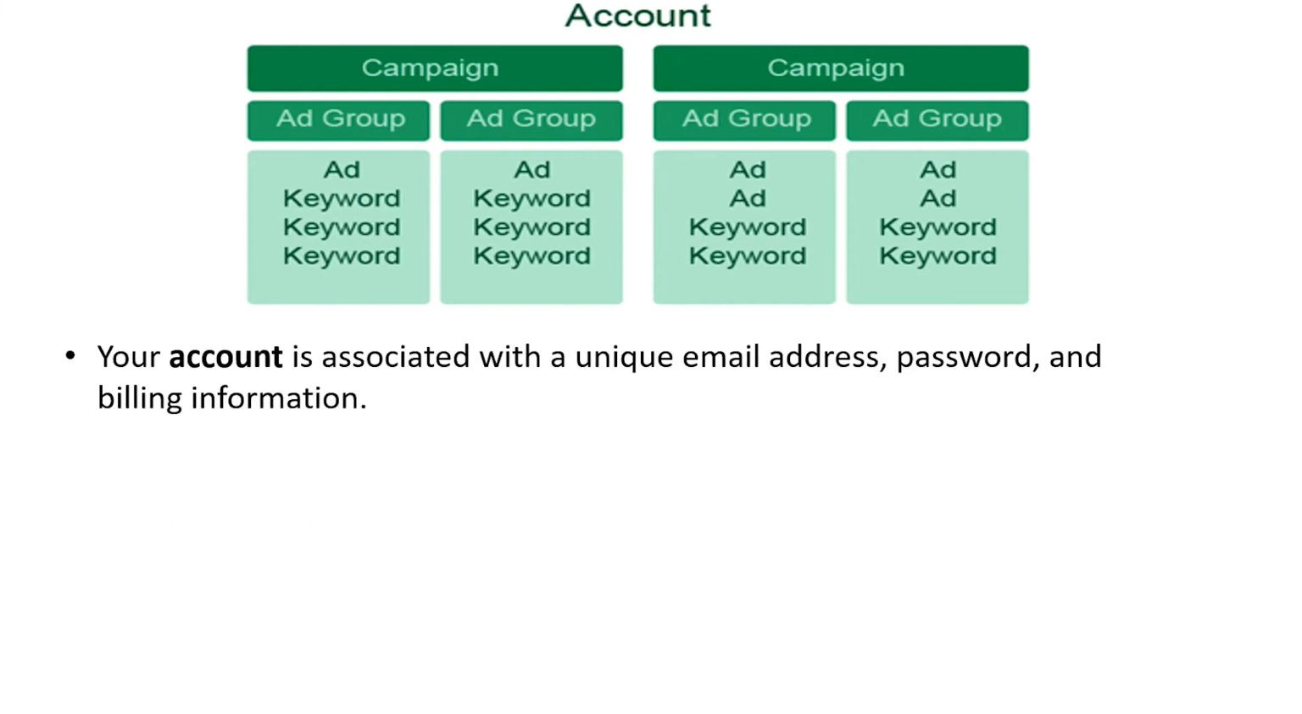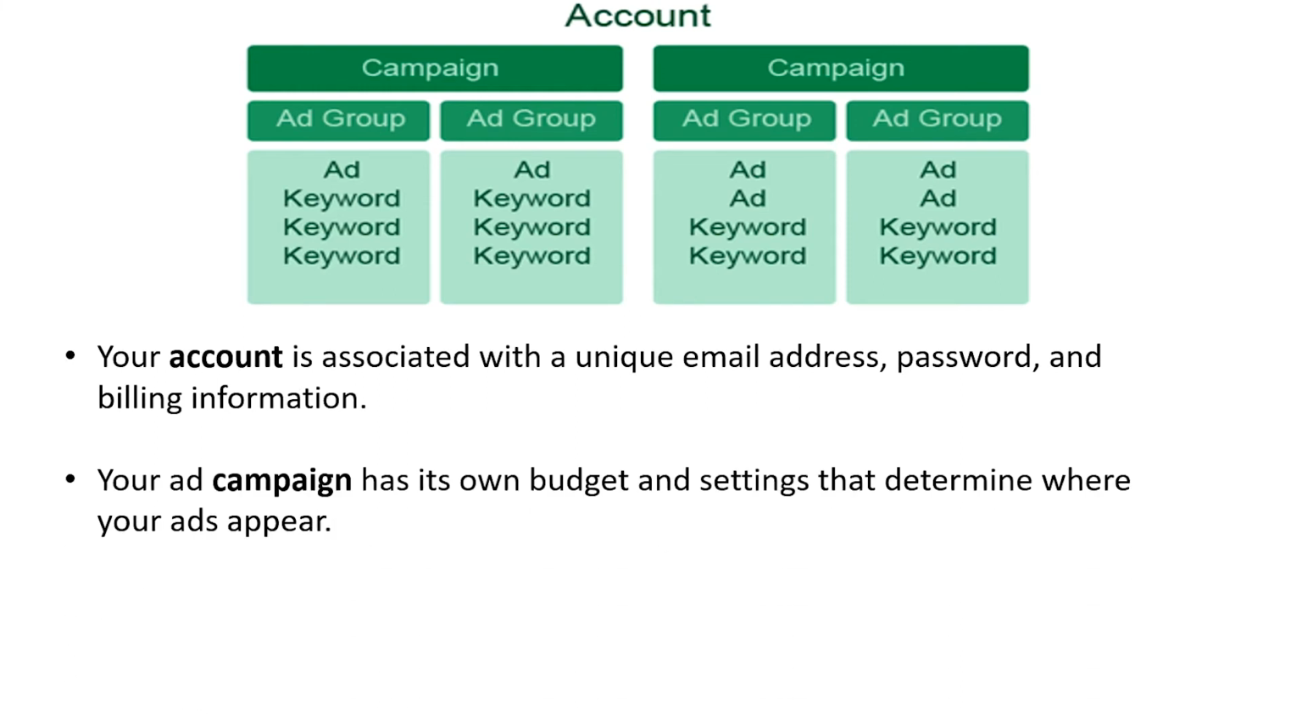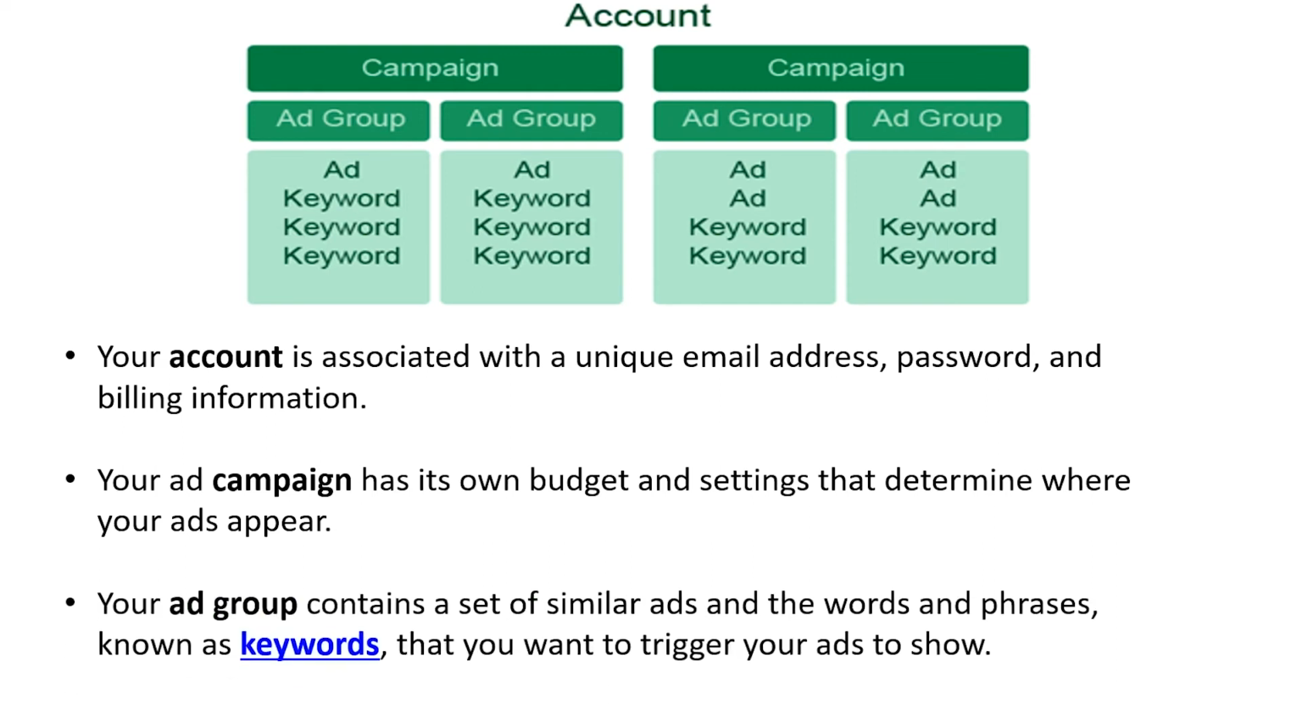So your account is associated with a unique email address, password, and billing information. Your ad campaign has its own budget, which means let's say for the ad campaign tables you can set your own budget. For the ad campaign chairs you can set a separate budget, right? And at the campaign level also you can have multiple settings in terms of for which location you want to run the campaign, for which device you want to run the campaign, and so on, right? So all the targeting parameters are associated at the campaign level.